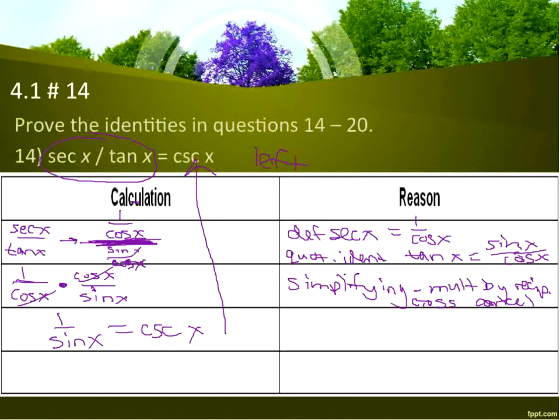But my justification for this last step would be that that's the definition of cosecant, that that's the same as 1 over sine.